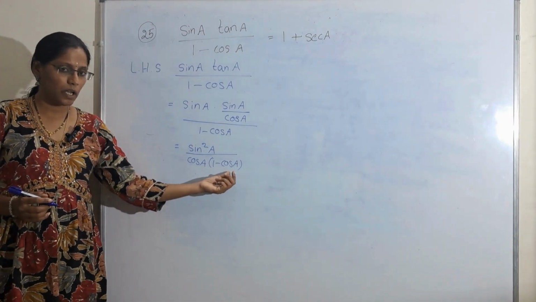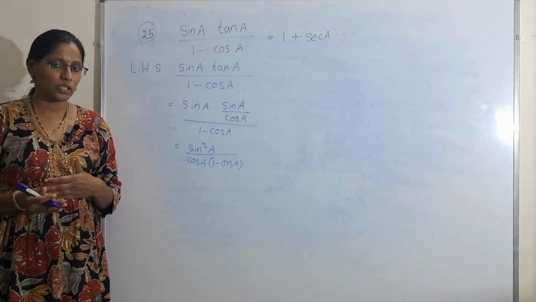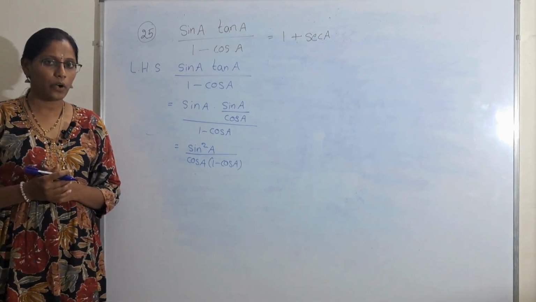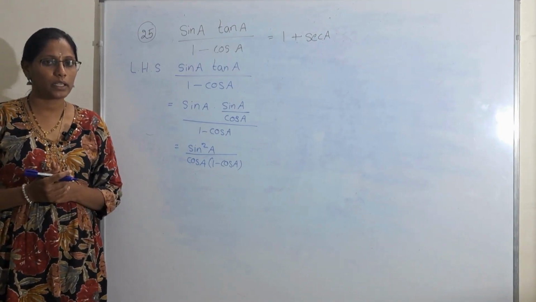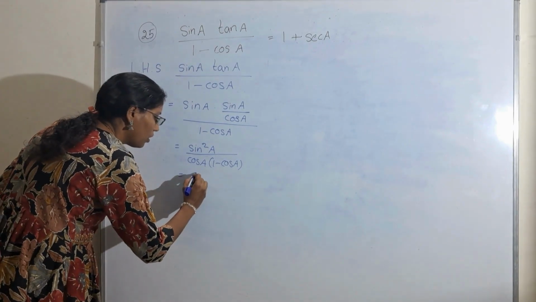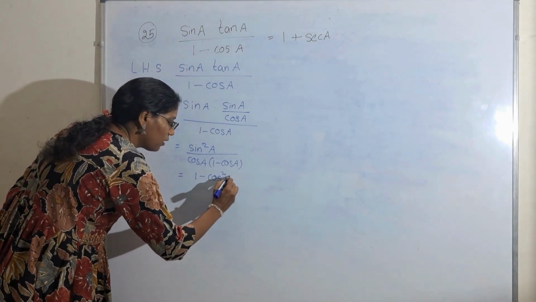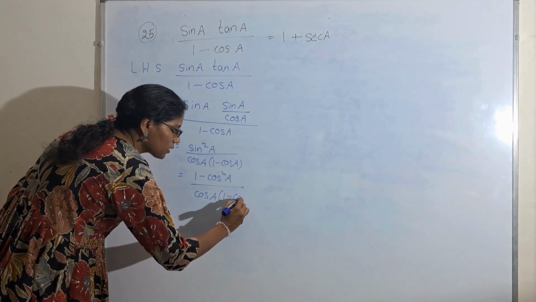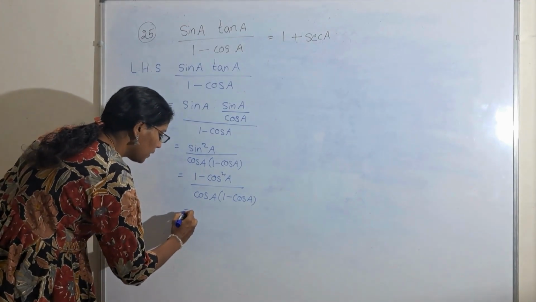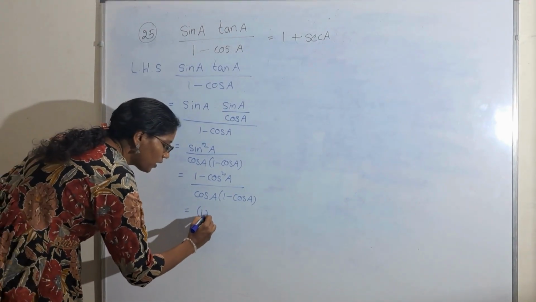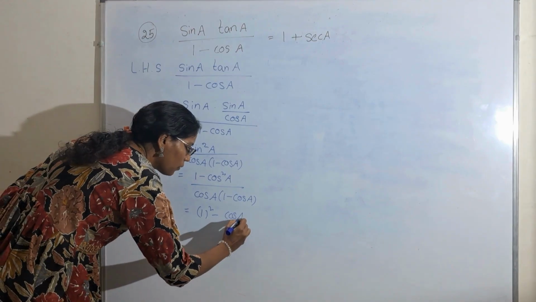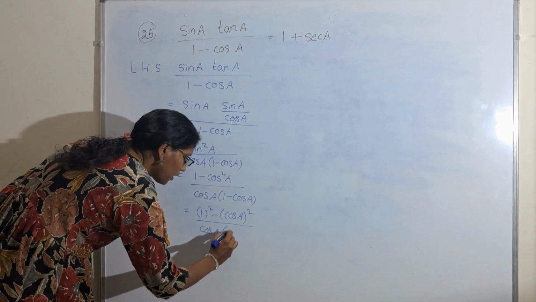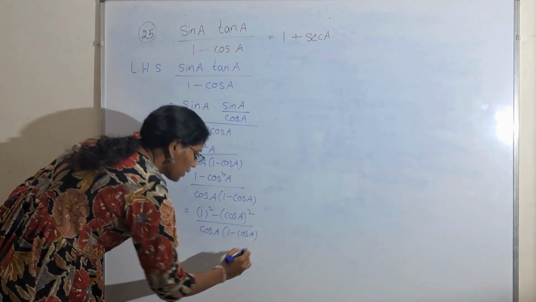In the denominator we have cos terms, so the numerator also we have to change in terms of cos. Sin square, how to change to cos? Identity we have to use: sin square is equal to 1 minus cos square. So 1 minus cos square by cos A of (1 minus cos A). Numerator I will write 1 square minus cos A whole square. Any changes? No changes here. Cos A of (1 minus cos A).